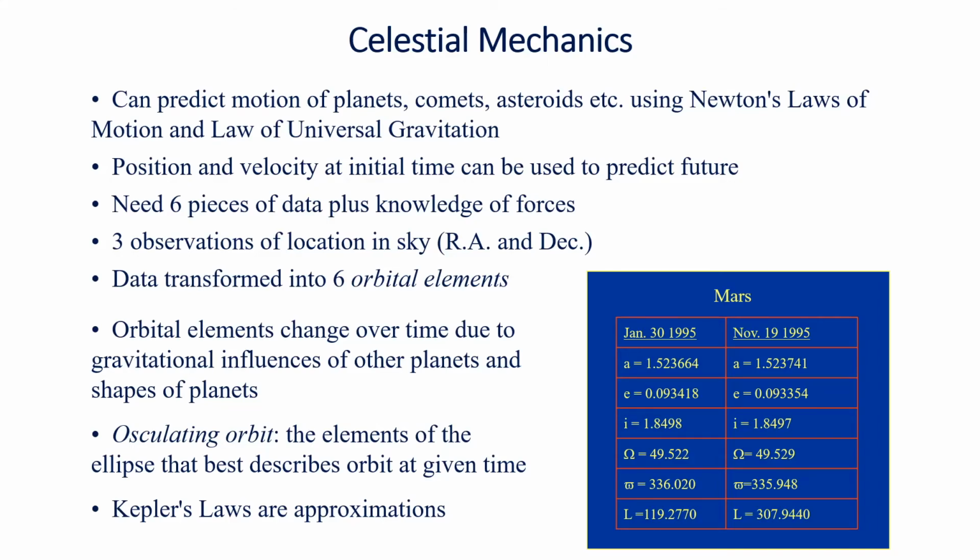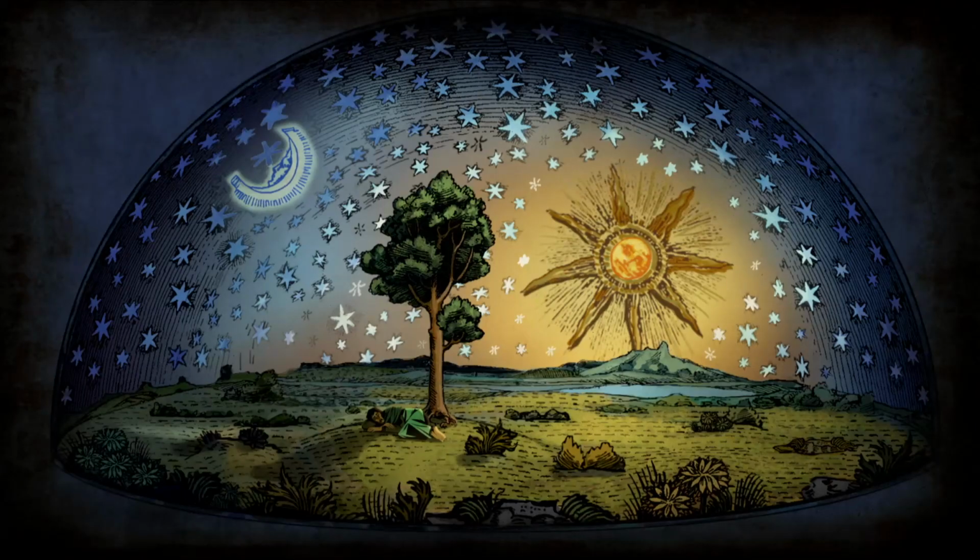We see an example here in 2 different dates for Mars of the orbital elements. The orbital elements change over time due to gravitational influences of other planets and the shapes of planets. And so detailed calculations are needed at every point to predict the positions of planets in the future. Kepler's laws are really only approximations because of these imperfections in the data and the gravitational influences of objects on each other. But through this time, into the 18th century, we have a much more sophisticated form of astronomy that's able to track the motions of objects in the solar system. And that's the end of this topic.